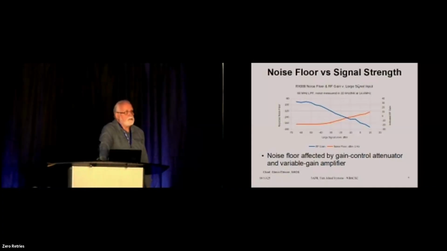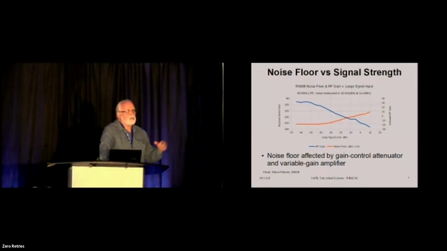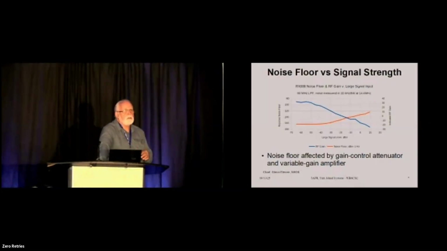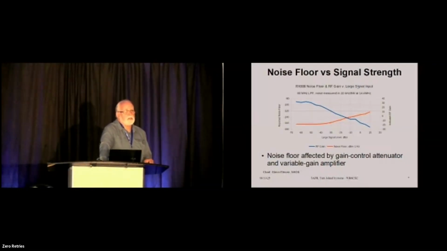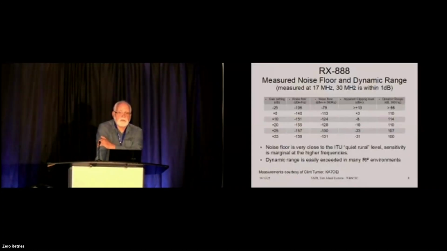Well, this is a wideband receiver. We might have a strong signal somewhere, but as we reduce the gain, increase the attenuation, we are killing the other weak signals that we would also want to hear, because we're trying to listen to 60 megahertz full bandwidth simultaneously. More stuff, RX 888 measurements.